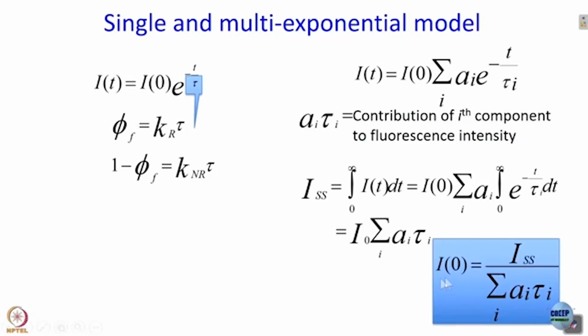Or we can write I(0) is equal to I steady state divided by sum over i a_i tau_i. So, here is a correlation between steady state intensity and the lifetimes. The take home message is that it is not enough to look at only lifetimes, you have to look at their amplitudes as well, contributions as well.